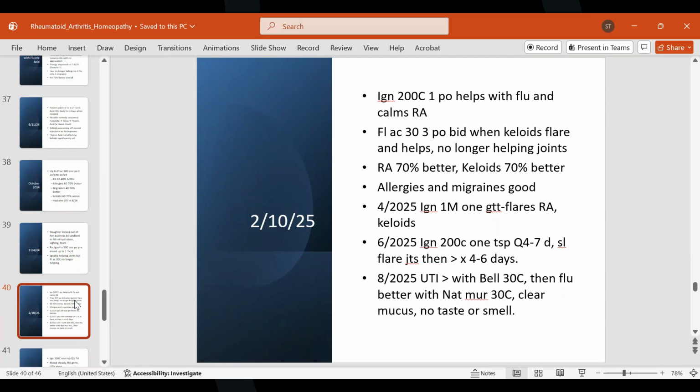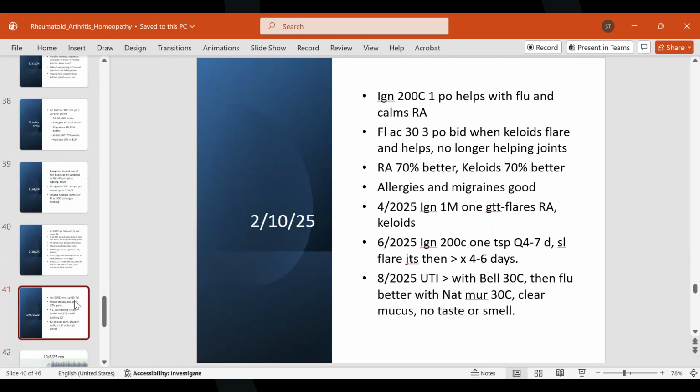Allergies and migraines are good. Then in April, she went up to Ignatia 1M, but she flared with the RA and keloids, so you went back down to 200 in June of 25, 1 teaspoon every 4 to 7 days, slight joint flares. Then she's better for 4 to 6 days. UTI better with belladonna, then some Nat mur for some clear mucus with the cold.